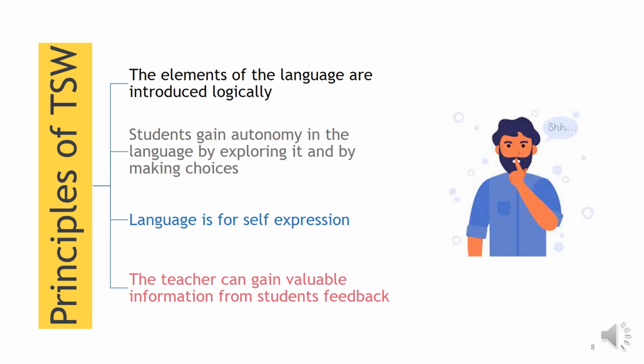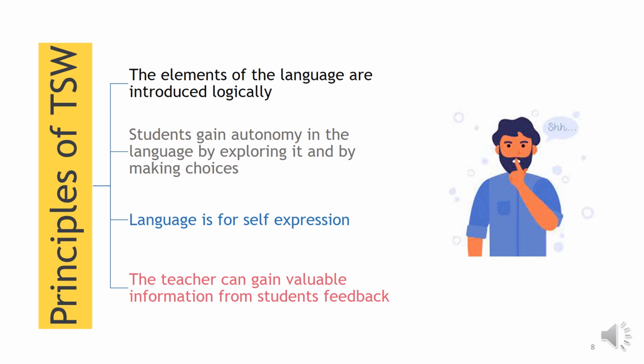Let us move to the 23rd principle, about language being for self-expression. That means we need to learn this foreign language or this target language to express ourselves, our thoughts and so on.